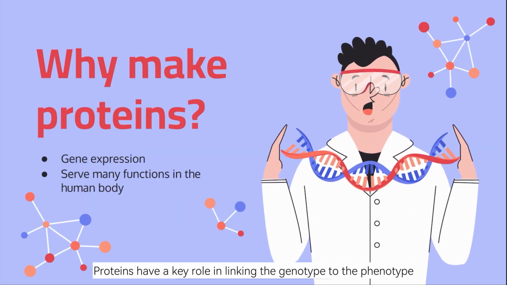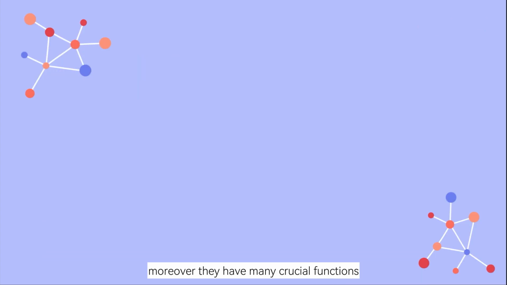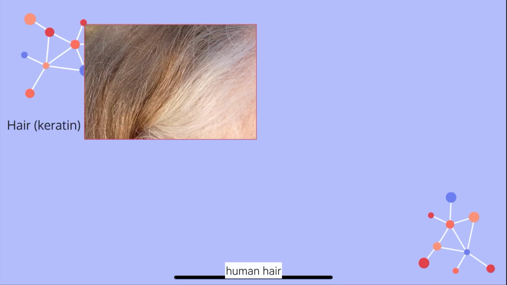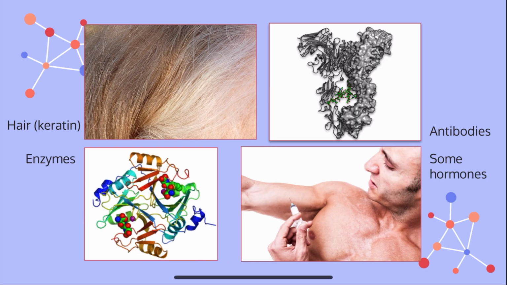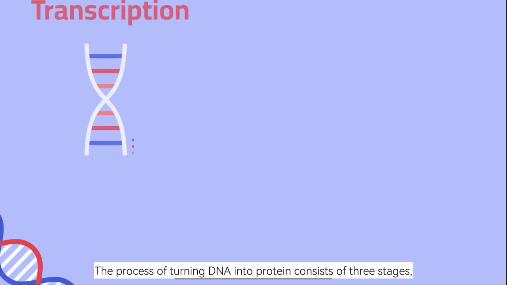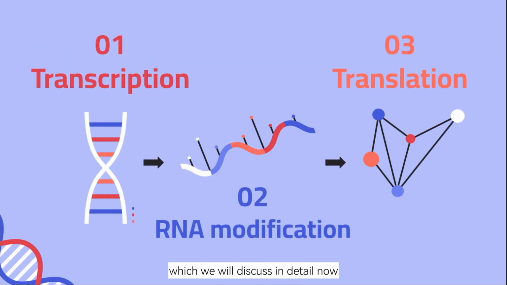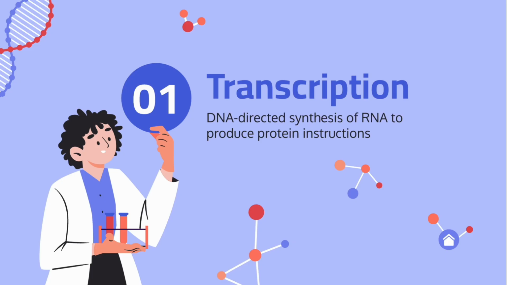Proteins have a key role in linking the genotype to the phenotype. Moreover, they have many crucial functions. For example, human hair, antibodies, enzymes, and some hormones are all made of protein. The process of turning DNA into protein consists of 3 stages, which we will discuss in detail now.